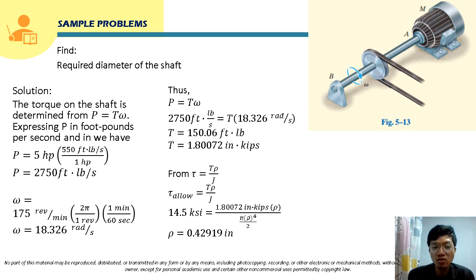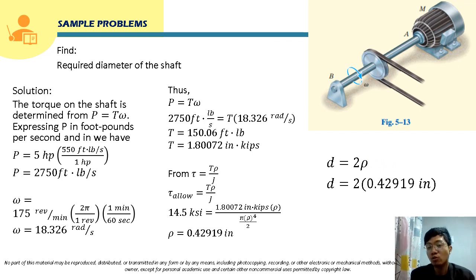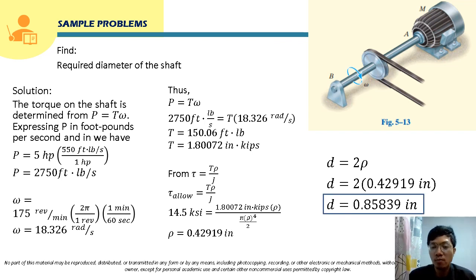Solving for rho, this will be equal to 0.42919 inch. The unit for this, class, is inch since this is inch here and inch here. So this will now be the radius. But take note, class, that what we are going to solve here is the required diameter. So this is just the radius. To solve for the diameter, we are just going to multiply this radius by 2. So the diameter will be 2 times 0.42919 inch, which is 0.85839 inch. This will now be the answer for this problem.